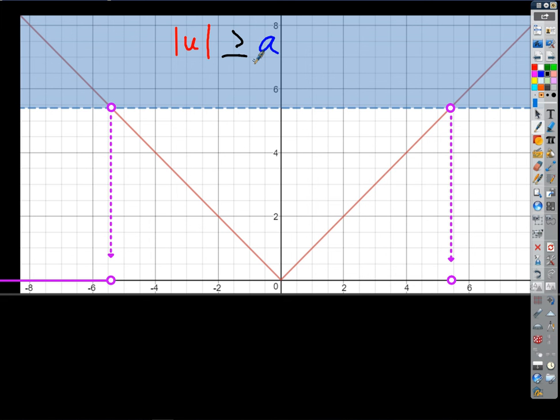Right? What if the absolute value of u is greater than or equal to a? Okay, what about this one?